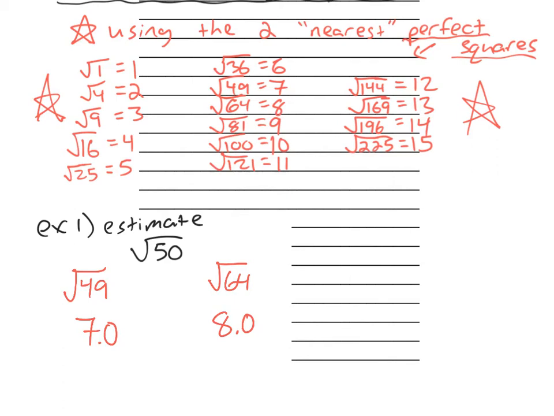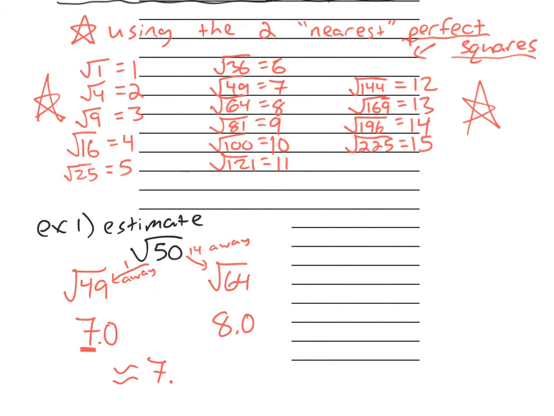So when we go to estimate this, we know that this number will be in between 7 and 8, so it has to be 7 point something. Okay. Now people are shouting out 0.5, so that means you think it's right in the middle. So how close is 50 to 49? It's 1 away. How close is it to 64? 14 away. So it's a lot closer to 49.